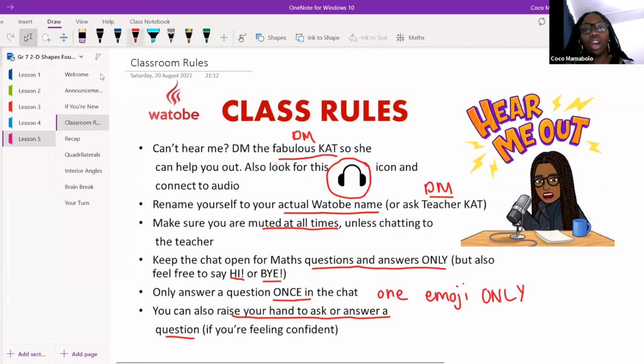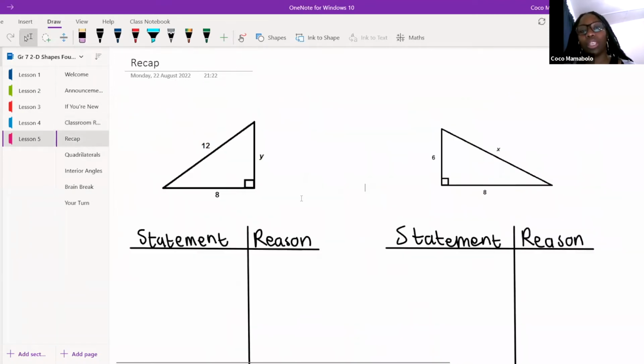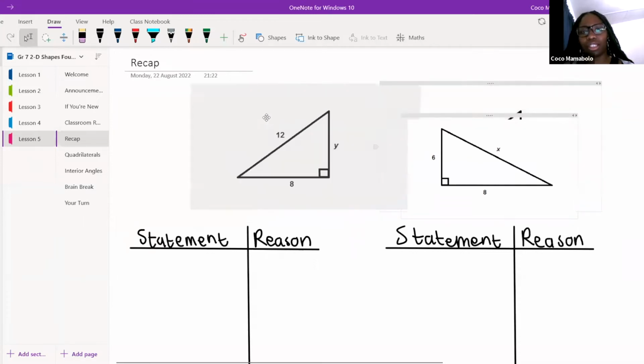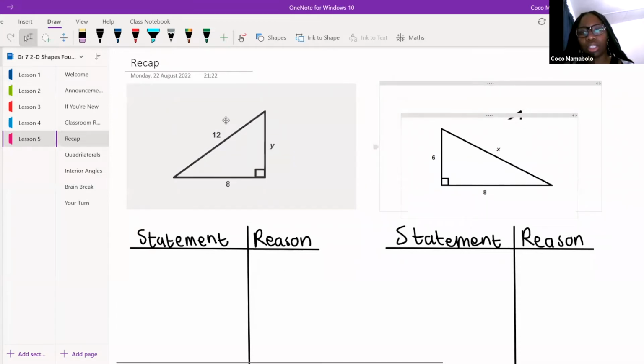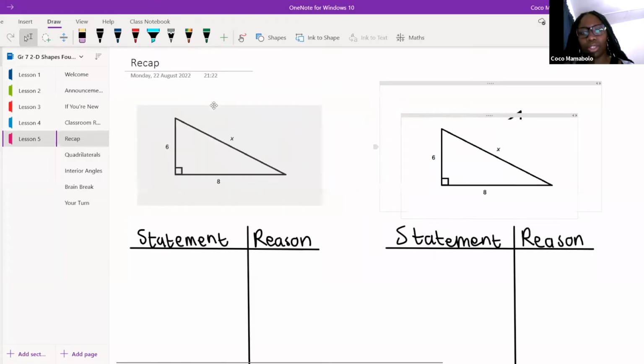All right. Okay, now we're going to do a quick recap. We were doing Pythagoras, and I think I've switched these around because there's something else that I need to do with these. No, wrong one. I'm supposed to take that one.